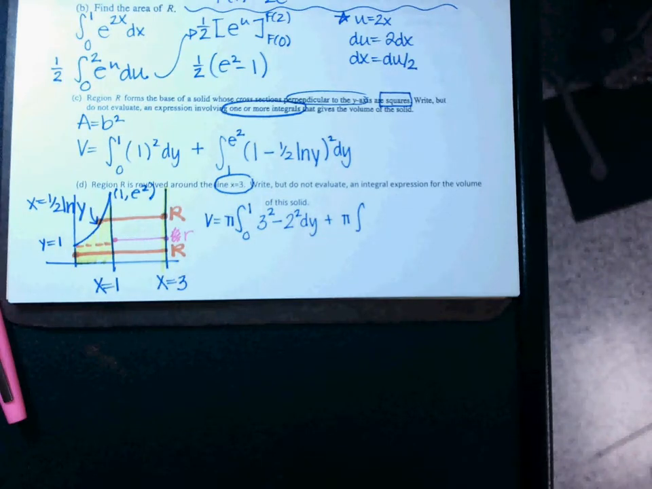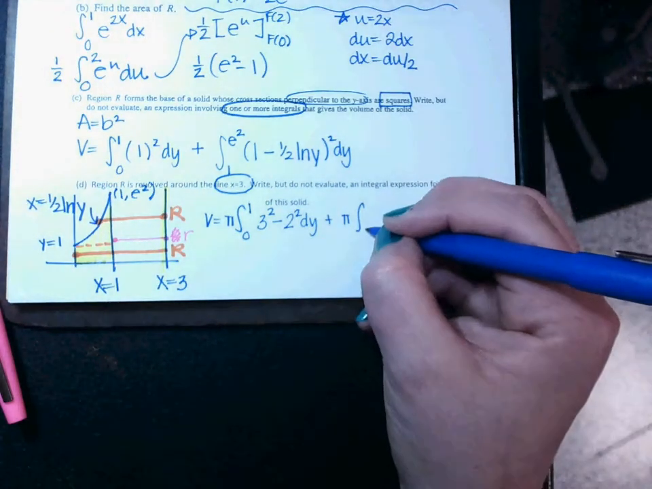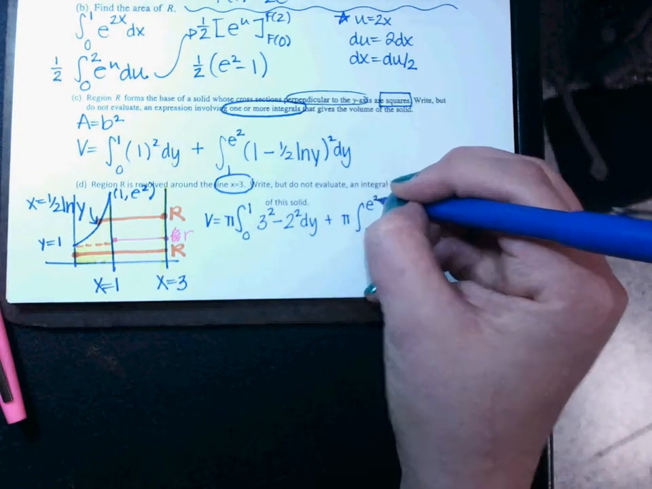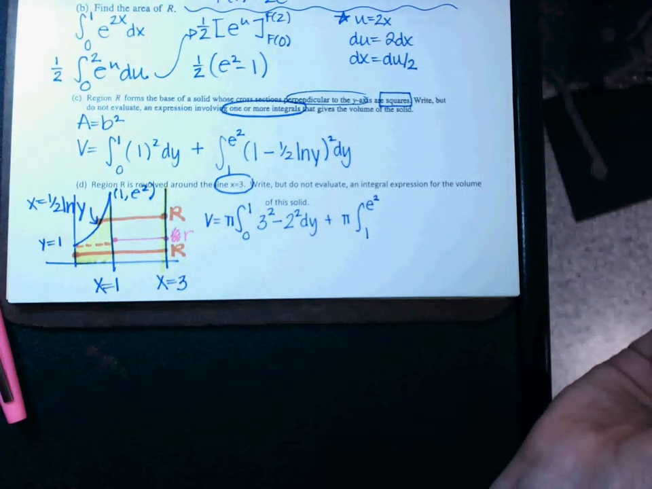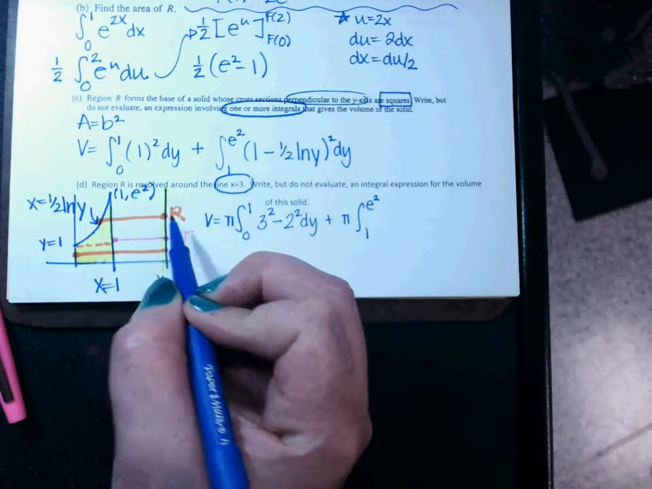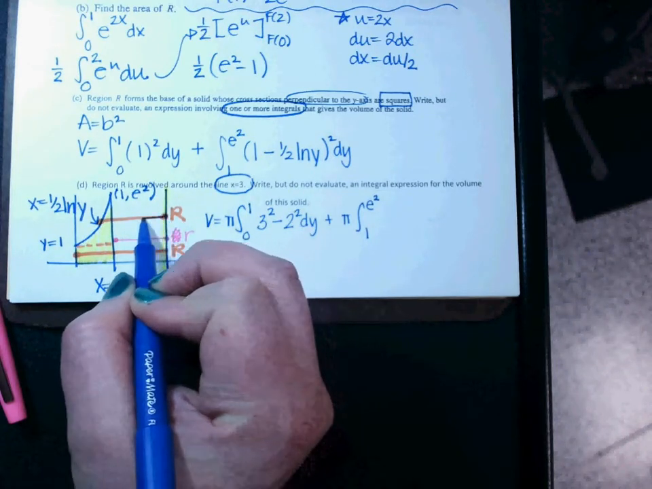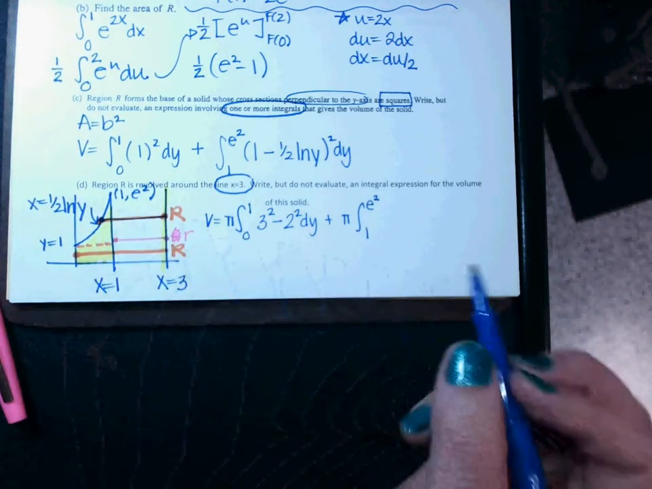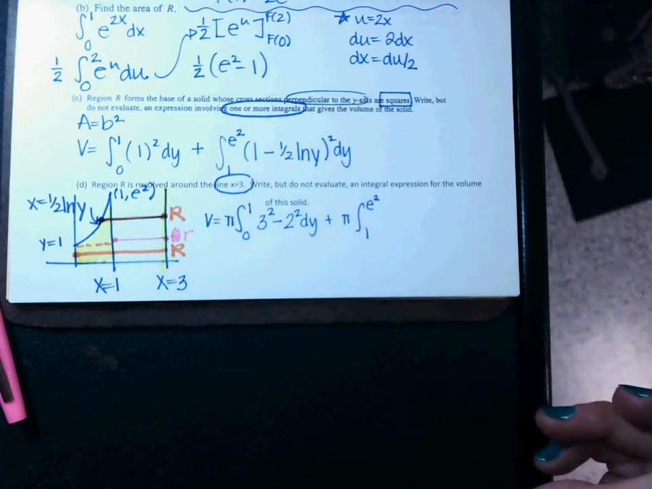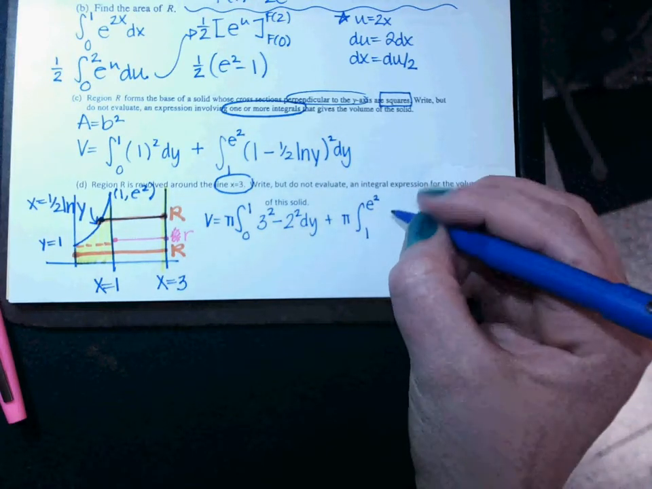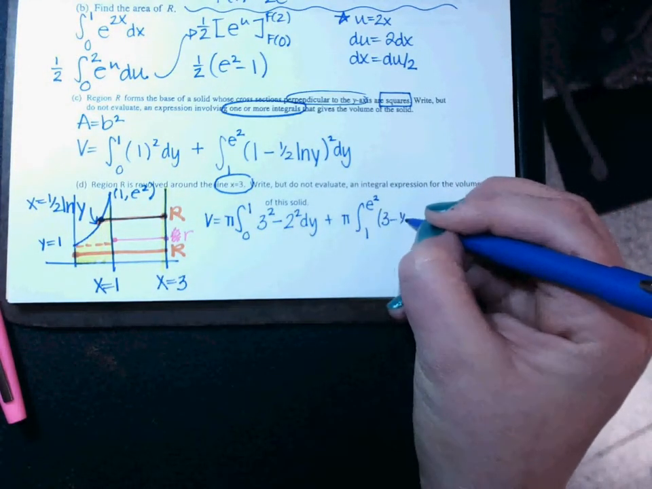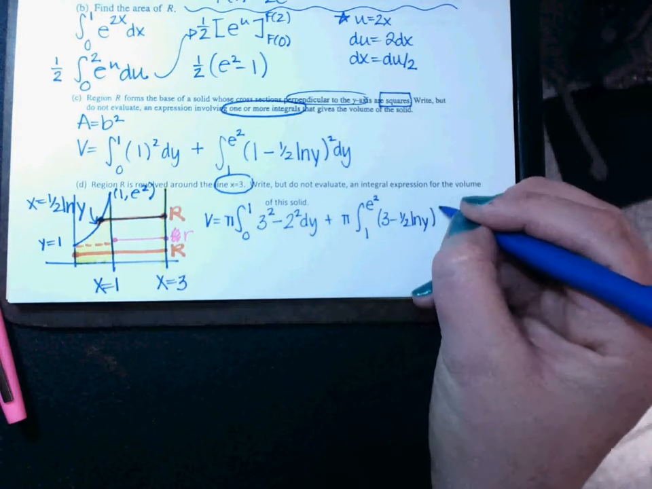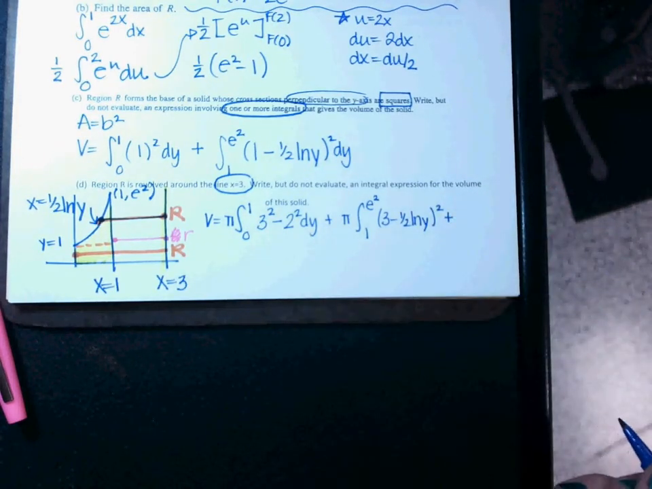Plus pi integral. Now we're doing the other chunk. So now we're above the line, from 1 to where? 1 to e squared. Wait, so are you doing your big R's first? Uh-huh. And then what's my big R for the top part? From 3 until touching where? The x equals 1/2 ln y. So it'd be 3 minus 1/2 ln y, squared, and then minus, and then what's my little r still?